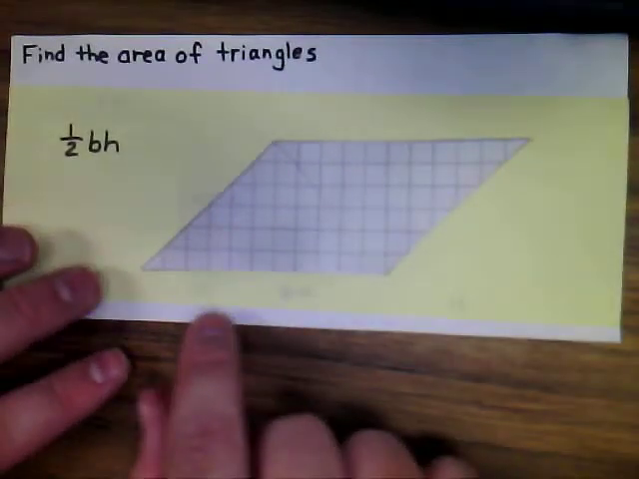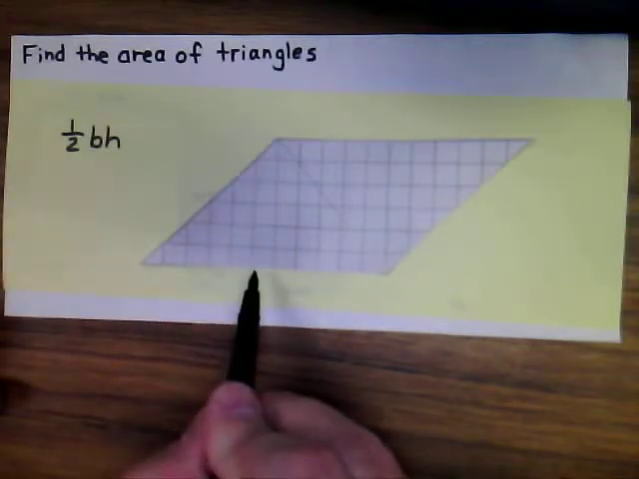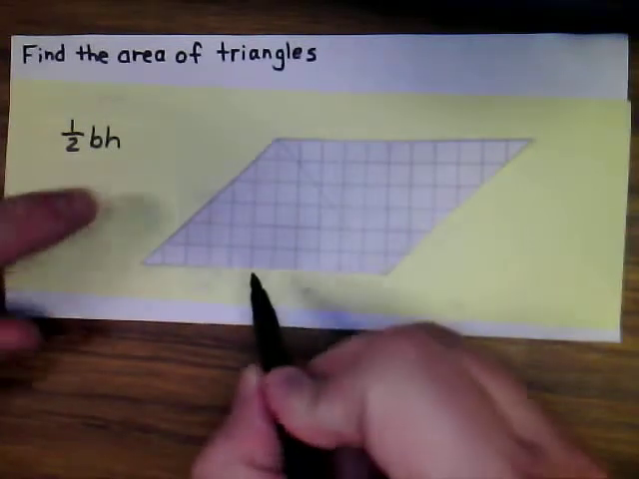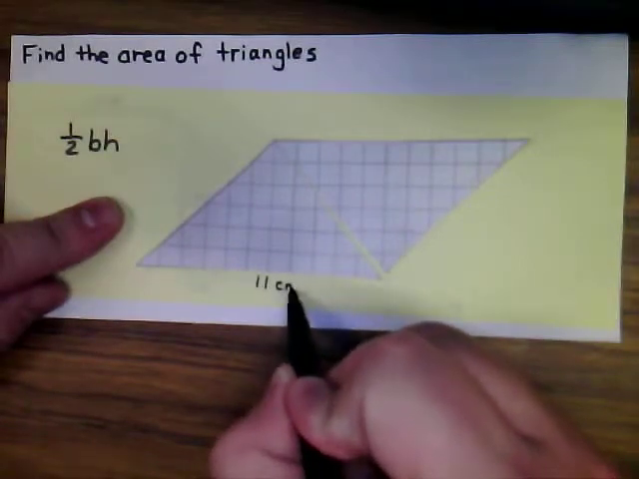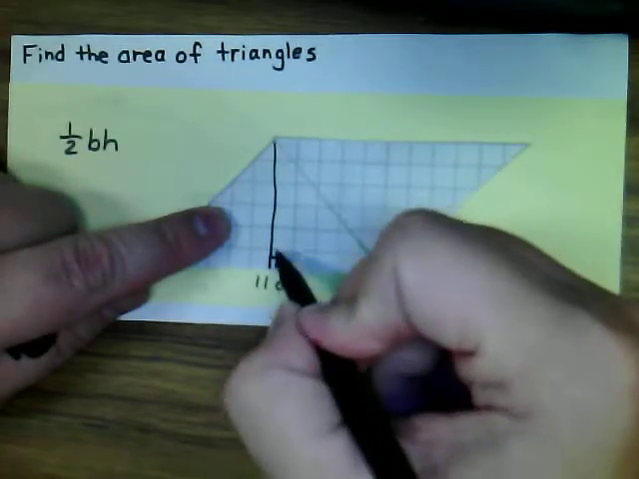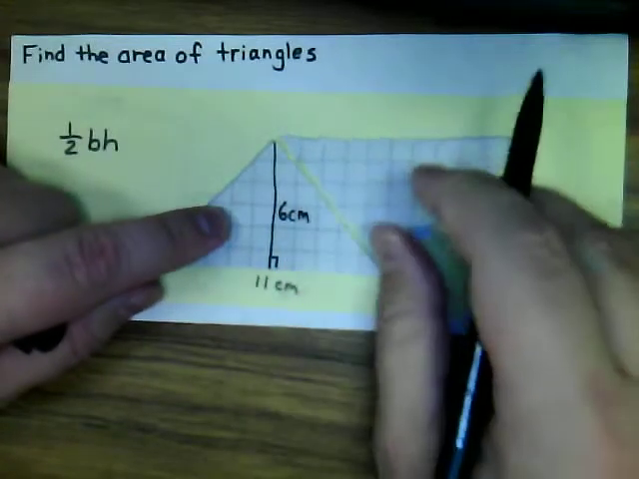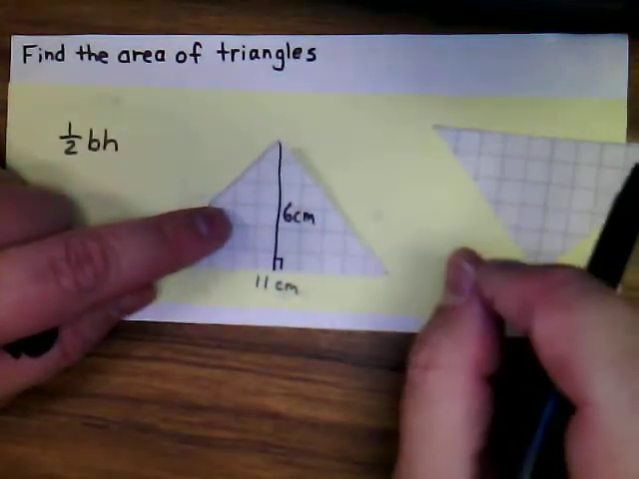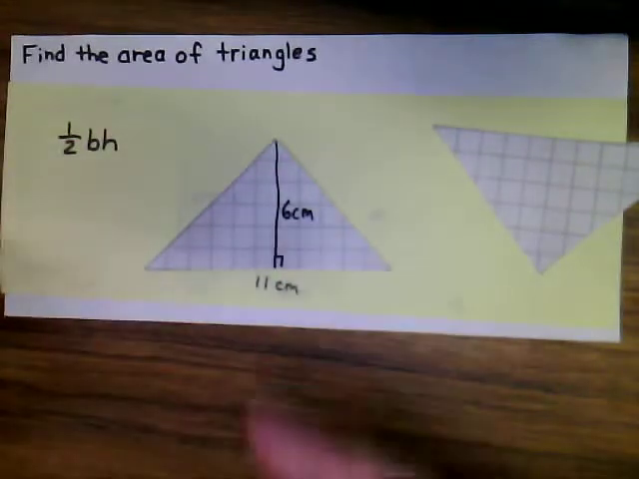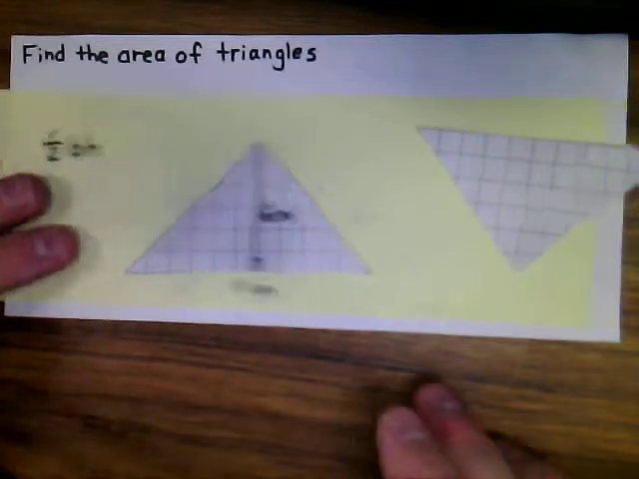You'll note that the base of this parallelogram is 1, 2, 3, 4, 5, 6, 7, 8, 9, 10, 11 centimeters. And the height of this parallelogram is 1, 2, 3, 4, 5, 6 centimeters. But those are also the base and the height of the triangle. So we can't just multiply base times height to get the area of the triangle because it doesn't truly represent what the triangle's value is. So the formula for finding the area of a triangle is 1/2 base times height. Let's try that out a couple times.